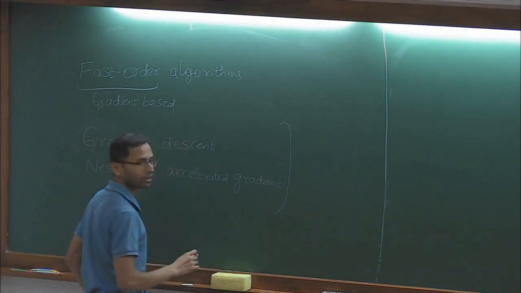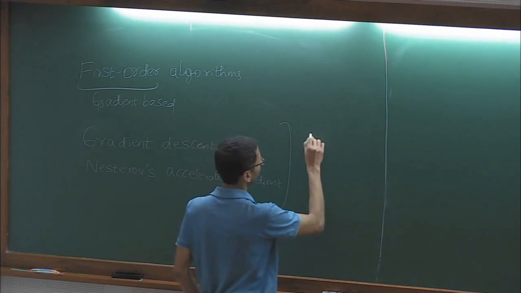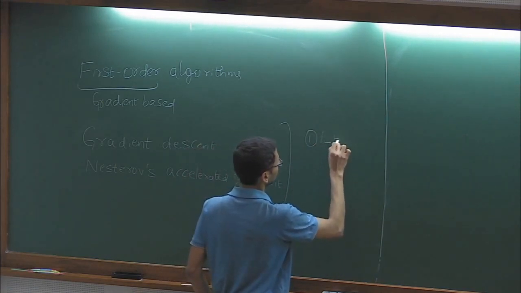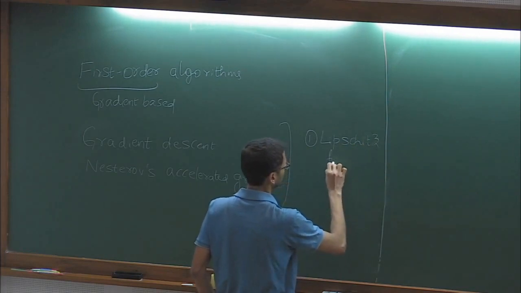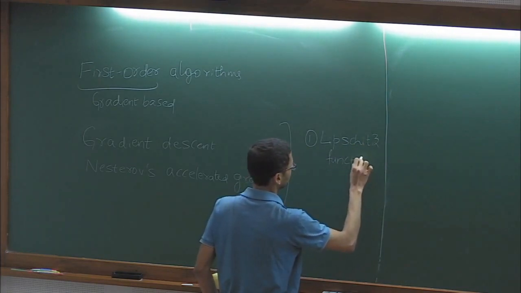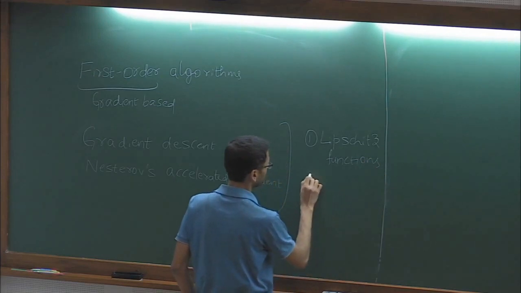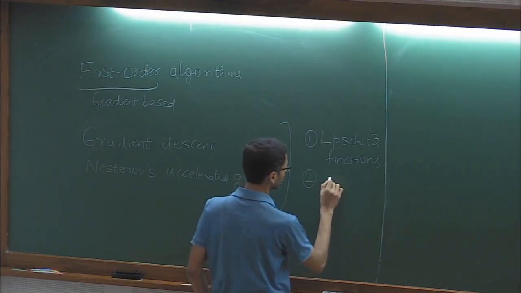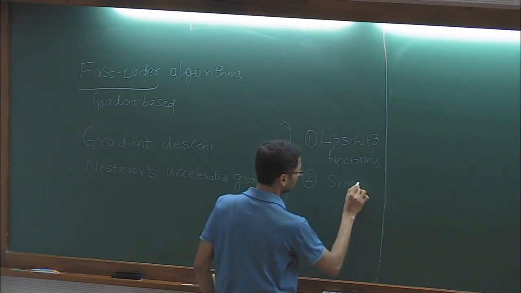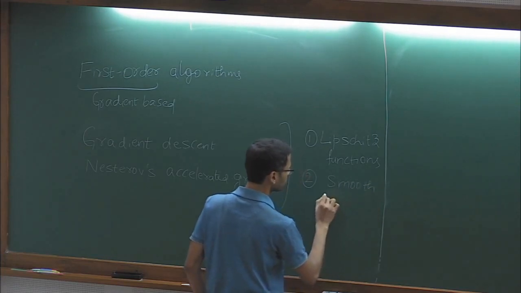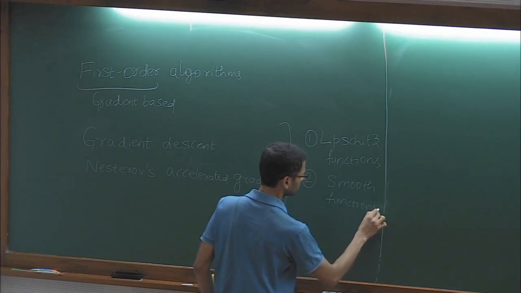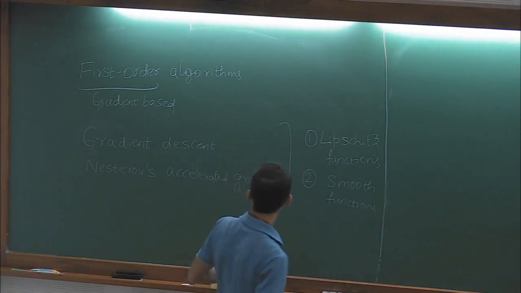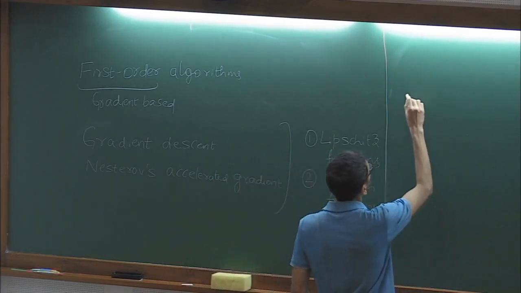And the classes of functions that we looked at were, one was Lipschitz, and the second one was smooth functions. Smooth meaning that gradients are Lipschitz. Okay, so this is basically what we covered in the last lecture.